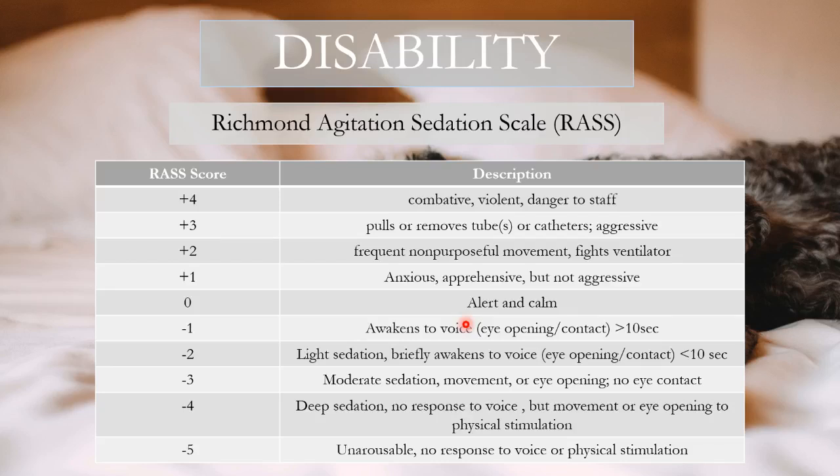But if the patient looks a bit anxious, plus 1. Patients moving quite frequently but non-purposeful and fighting the ventilator, plus 2. The patient pulls lines and tubes. Oh my dear, the feeding tube has been pulled by the patient. Plus 3. And lastly, if the patient is combative, plus 4. So make sure even plus 1 or plus 2, escalate it to the doctor already.